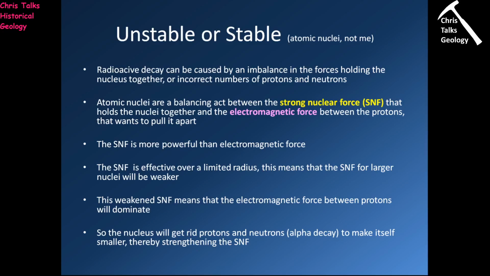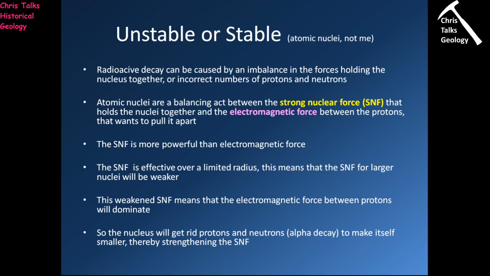So we've been talking about radioactive isotopes, but now we need to think about why some isotopes are stable and other isotopes unstable. Radioactive decay can be caused by an imbalance in the forces holding the nucleus together. I'm sure you remember a nucleus of an atom or an isotope consists of protons and neutrons, and the electrons orbit around that nucleus. So if there's something wrong in terms of the equilibrium within a nucleus, it's naturally going to be unstable.